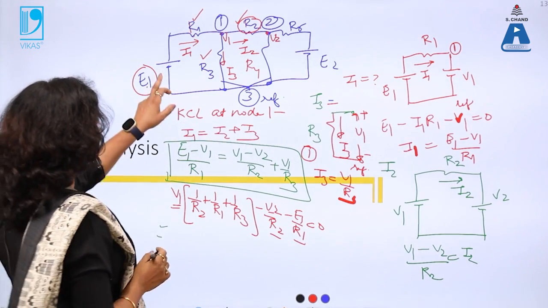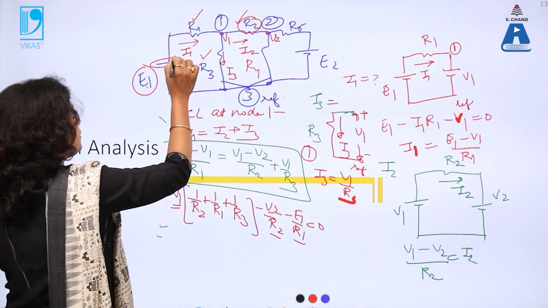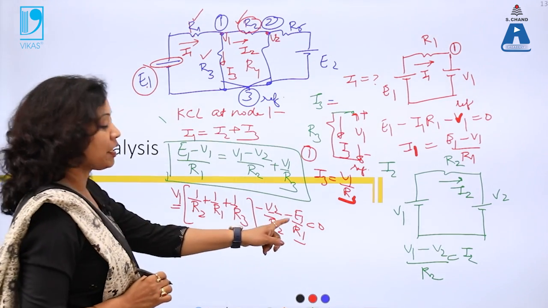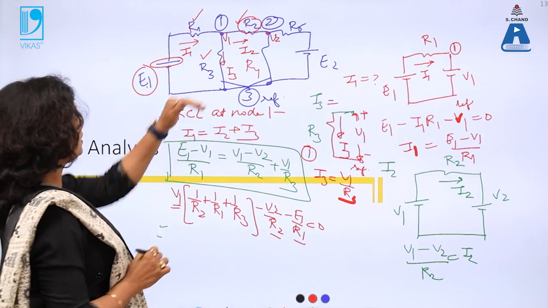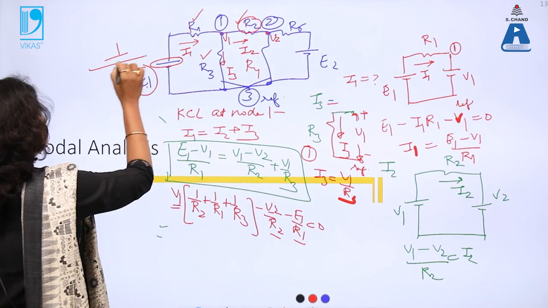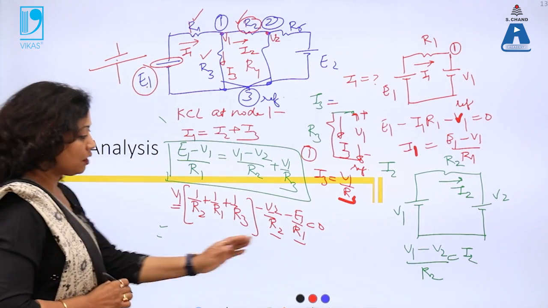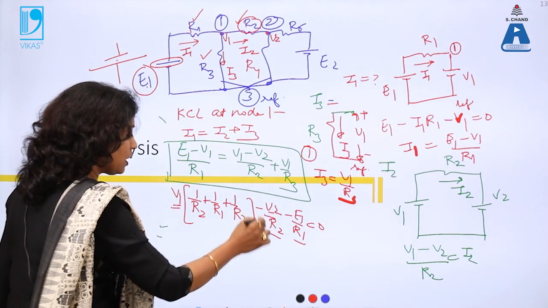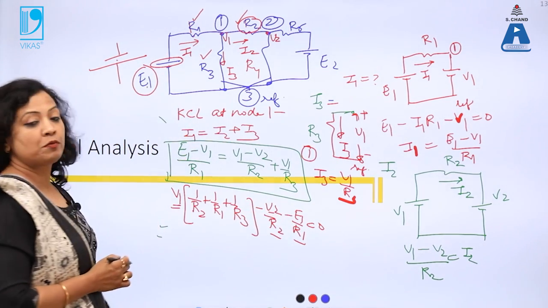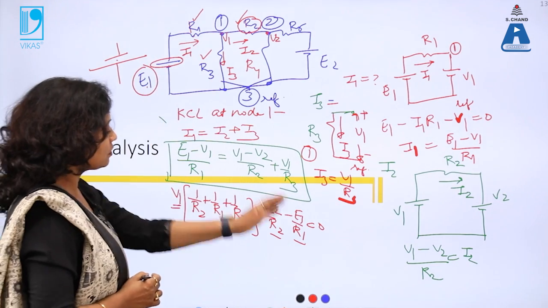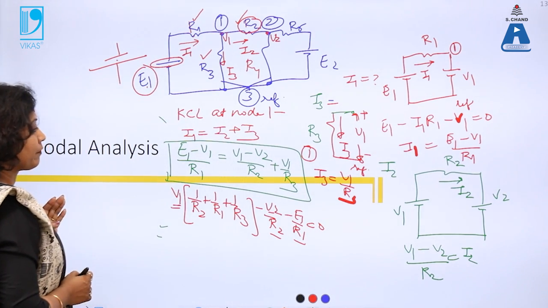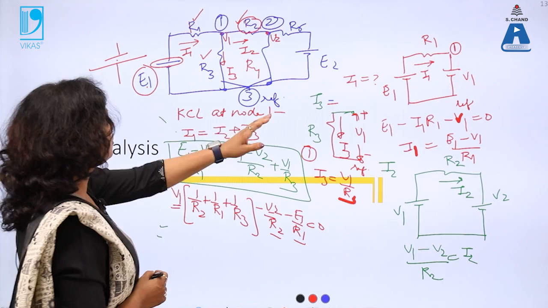Now why this minus? If this battery positive is connected to the terminal, I will take minus, and if the battery is like this, I would have taken plus of E1 by R1 is equal to 0, because voltage by resistance is current, there should be some current source. Because there is no current source, I have taken this as 0. This is KCL at node 1.